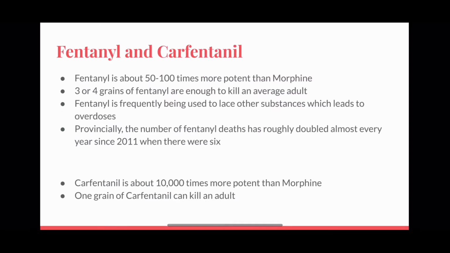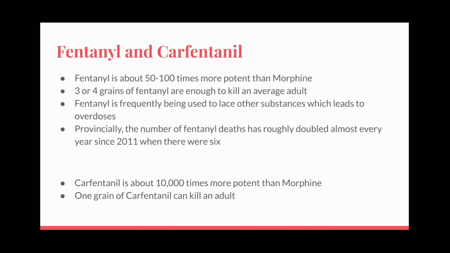So I'm going to focus on three main drugs for a minute, and they're fentanyl, carfentanil, and heroin. Fentanyl is a synthetic drug that has been misused for years now, but has recently gained more worldwide popularity. It is highly potent, which makes it an easy substance for individuals to overdose from. Fentanyl is about 50 to 100 times more potent than morphine, and about 3 to 4 grains of fentanyl is enough to kill an average adult who has no tolerance.